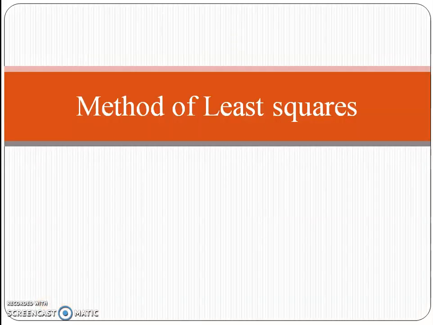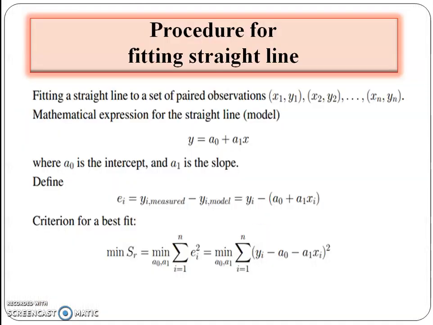Now, method of least squares. We are going to study the procedure for fitting straight lines. This is an example procedure for method of least squares. Here we are going to fit a straight line. Fitting a straight line to a set of paired observations x1, y1, x2, y2, up to xn, yn. The x values are x1, x2 up to xn, and the y values are y1, y2 up to yn. The number of data points is n.